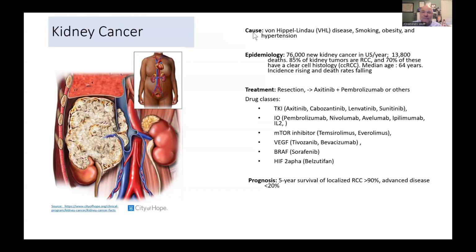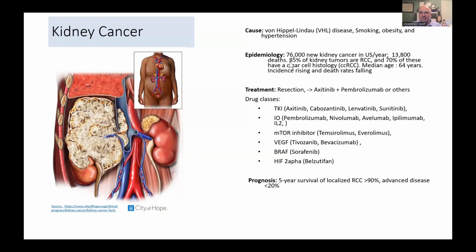The cause of kidney cancer include Hippel-Lindau disease. That is a rare inherited disease, and the next slide will say a little bit more about it. There are more common risk factors such as smoking, obesity, and hypertension. Kidney cancers are common. 76,000 new kidney cancers in the US per year. This is less common than the most common cancers in women: breast cancer, and in men, prostate cancer, and both together lung cancer, but it comes right after.